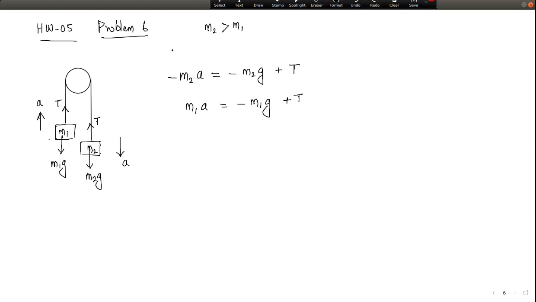We are interested in solving for T, not the acceleration. What you typically do is that since T is common in the two equations, we can subtract one equation from the other. You subtract the two equations, T will cancel out. So what we get is minus M2a minus M1a is equal to minus M2g minus of minus M1g.